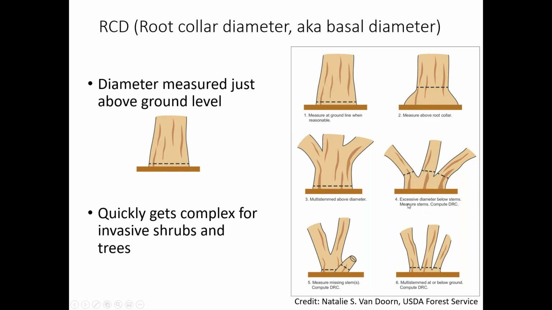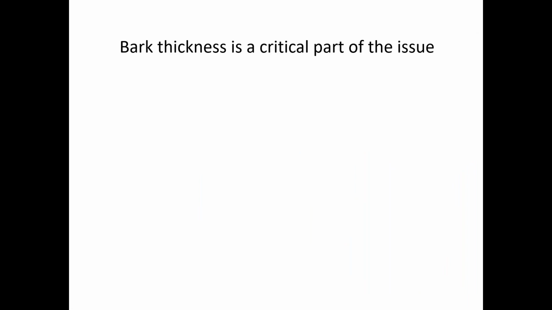So don't worry about the text within these slides for 1, 2, 3, 4, 5, and 6, but just understand that I'm sure if you think about it, you can all quickly relate, having dealt with many woody invasive plants exhibiting a multitude of these types of growth forms. So these also make root collar diameter get a little complex too, okay? So bark thickness comes into this equation for sure, regarding either DBH or RCD or basal diameters, okay?